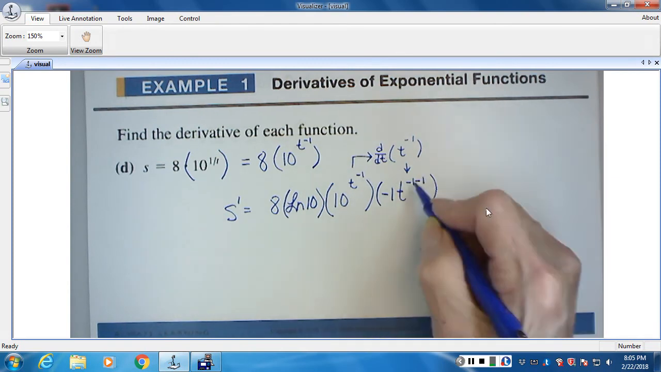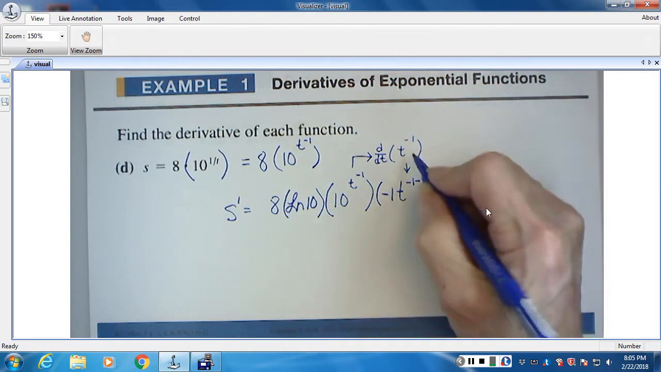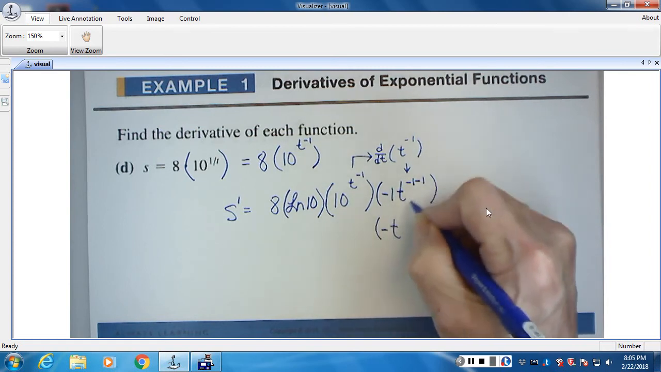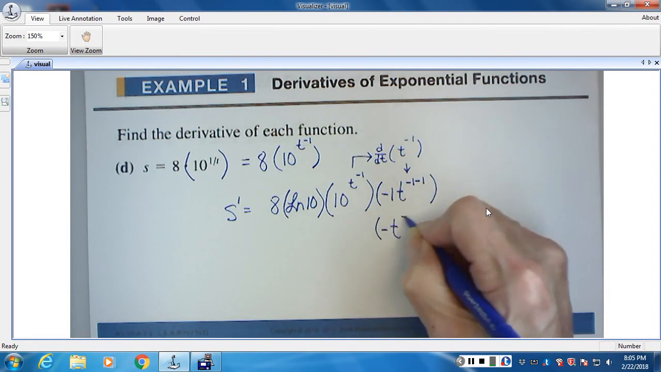Now, you probably don't want to leave that as negative 1 minus 1, and you probably would have done this in your head. Yes, it says negative 1t to the negative 1 minus 1 will be negative 2 power.